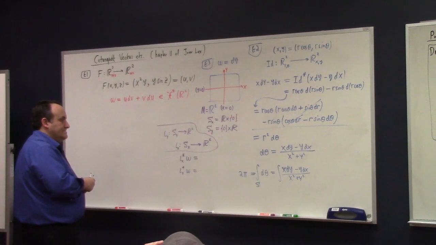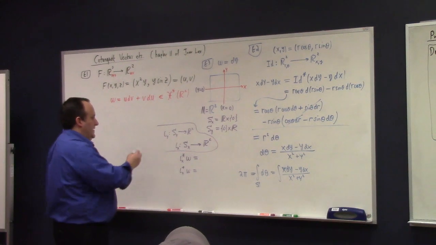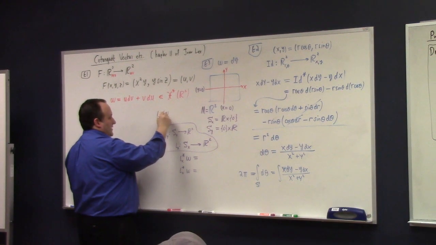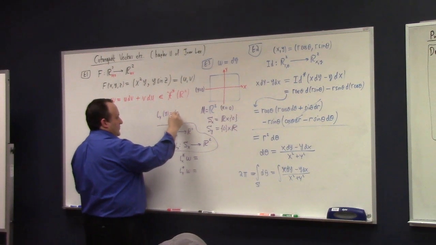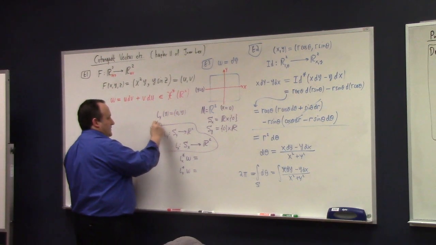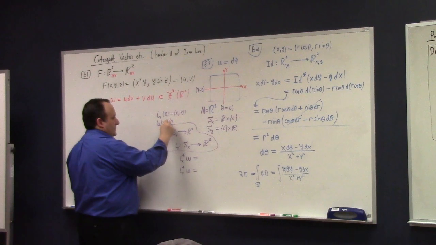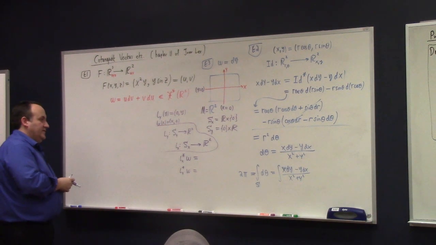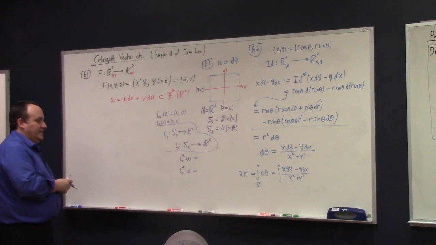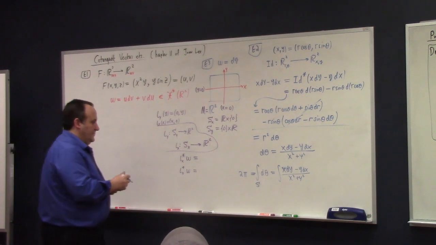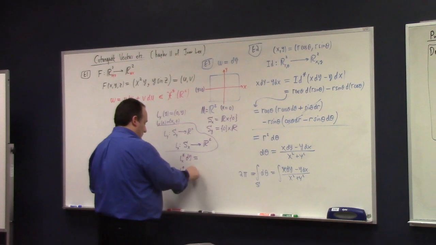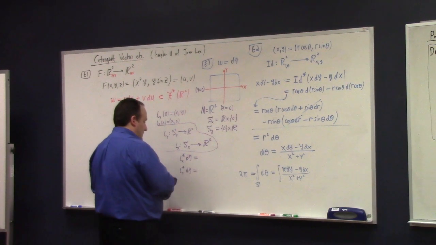Push forward to R2 and then take it back. I guess iota y of y is 0y, right? Iota x of x is x0. So if I do the pullback of omega under this, what's the pullback of dy? What's the pullback of dy here?